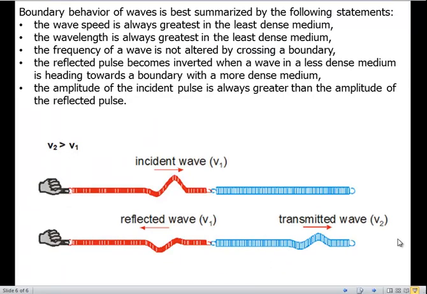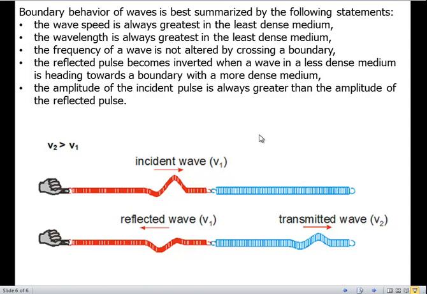Now, those rules, I guess the summary of those statements: no matter what happens, the wave speed is always greatest in the least dense medium. That's for all the waves. The wavelength is greatest in the least dense medium. The frequency of the wave is not altered when crossing the boundary, so that doesn't change in any way.